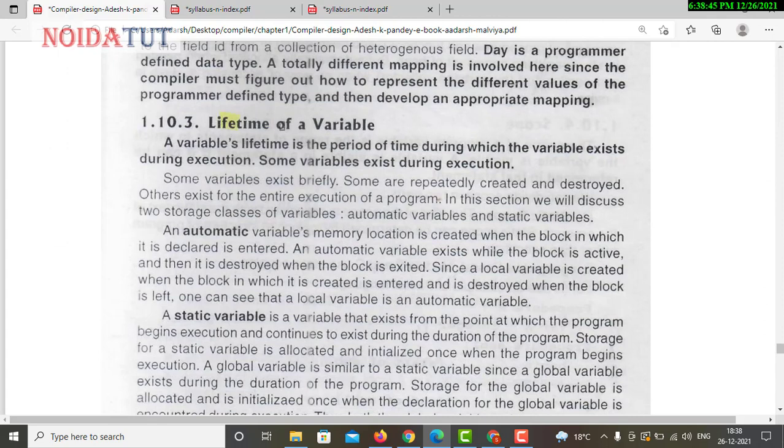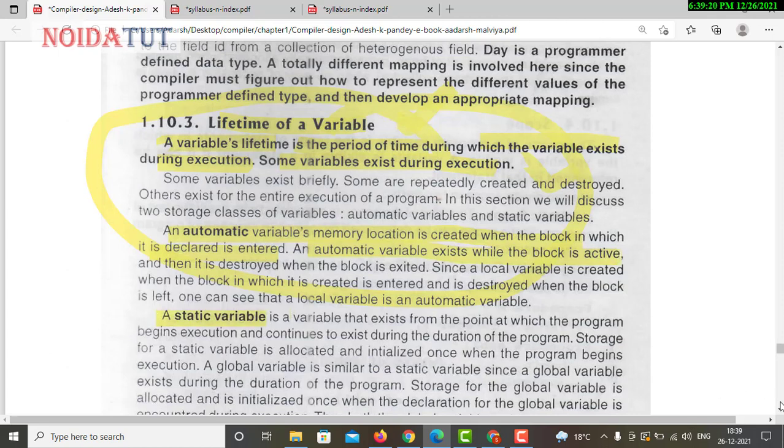Just like lifetime of a variable is very important. A variable's lifetime is the period of time during which the variable exists during execution. Some variables exist during the execution, so that is known as the lifetime of a variable. Then we have an automatic variable's memory allocation, which is created when the block in which it is declared is entered. An automatic variable exists while the block is active. Then we have static variable.